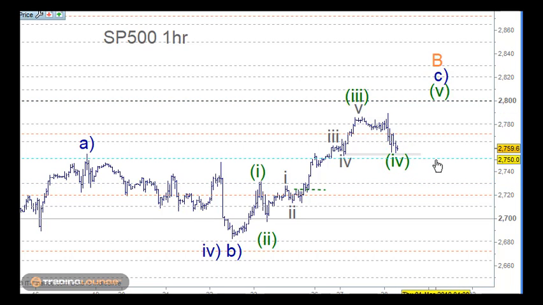If this, say the 2750 here, becomes a retested resistance, and the market moves lower from here, then we've got a problem at this point. And this would be also the same for the European markets as well.